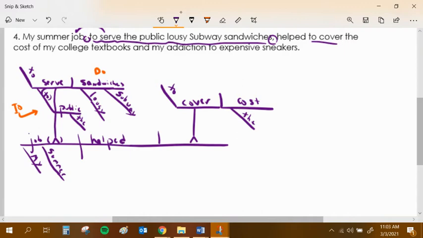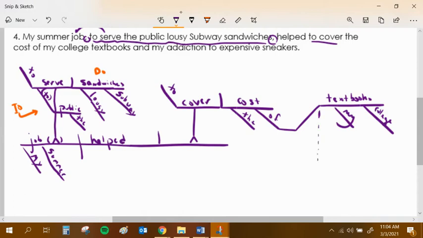So to cover the cost, I even write my own sentences too. I'm not sure why I just didn't write a better sentence. Cost of 2 things. Let's take that prepositional phrase and split that bad boy, because there were 2 things. The cost of textbooks. My textbooks. College textbooks. Bad handwriting, Jeffrey. Here's my and. Gonna go across.